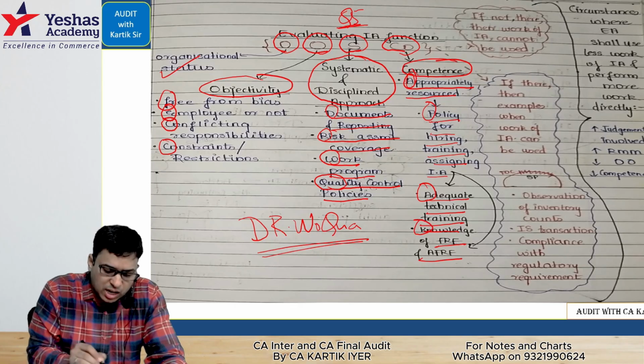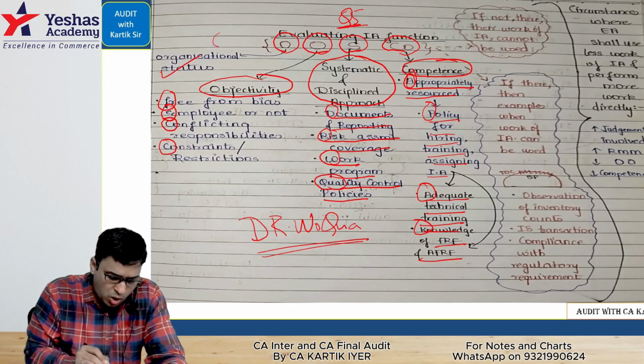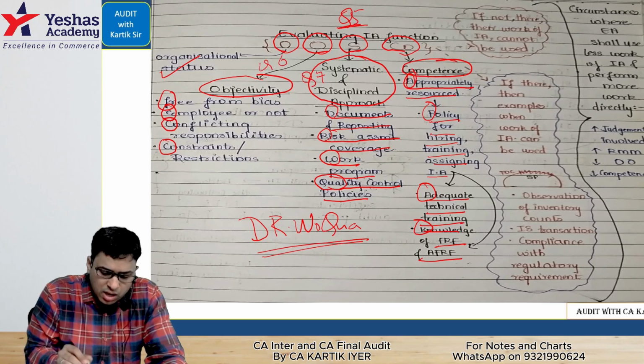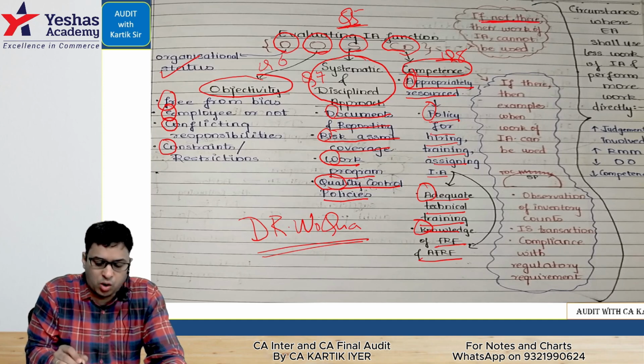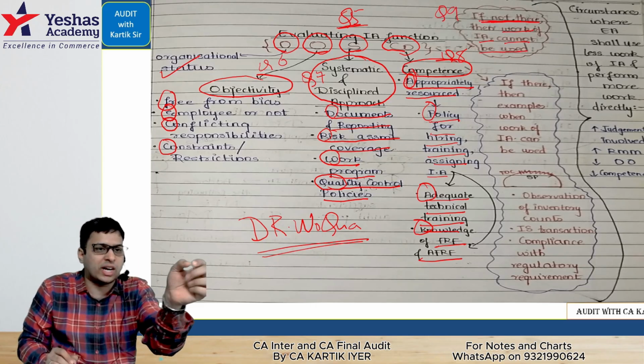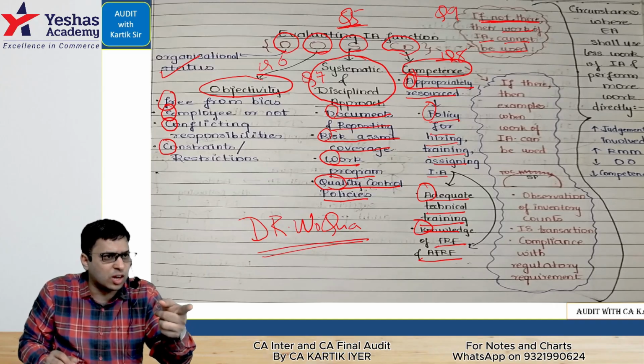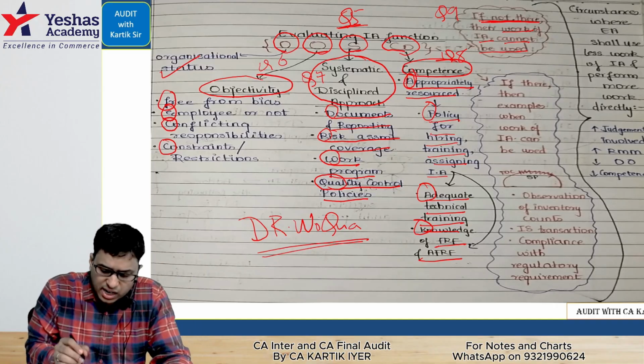This is our question number, by the way. Organizational status was, sorry, objectivity was question number 6, systematic disciplined approach question number 7, competence question number 8. Then if USCO factors are not there, then the work of the internal auditor cannot be used. This is question number 9. So you have to just write the USCO factors but in negative. If you have read the notes, you will understand. You have to just write it in negative.